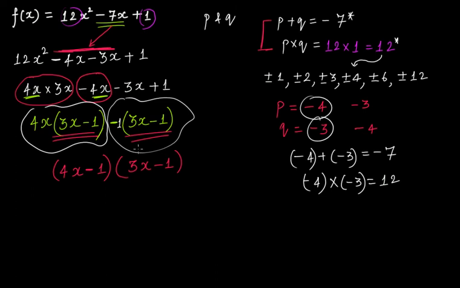So this is important. You always have to look for the common factors, right? In this way, you have actually factorized this polynomial as 4x minus 1 multiplied by 3x minus 1. These are the two factors of this quadratic polynomial. It's a quadratic polynomial. It means that its degree is 2. Therefore, it has two linear polynomial factors, 4x minus 1 and 3x minus 1.